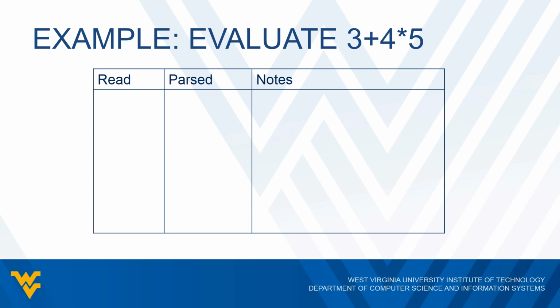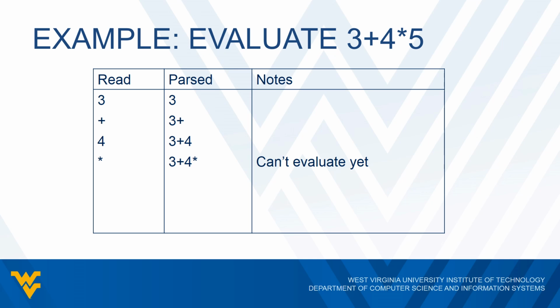Let's do another example where we evaluate 3 plus 4 times 5. We'll read the 3, which is an operand, so we can't do anything just yet. We then read the plus, so we have an operator. We then read the 4, and just as before, we don't know what the next symbol is, so we can't evaluate 3 plus 4 just yet.